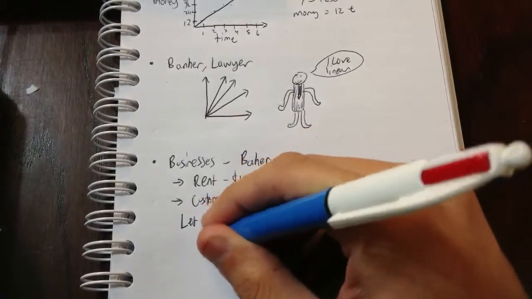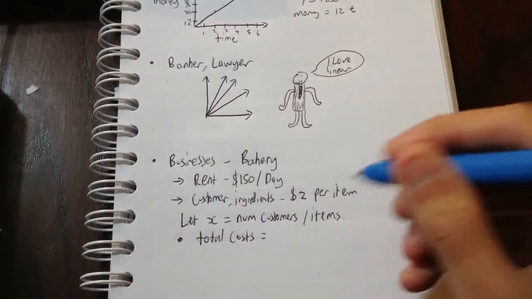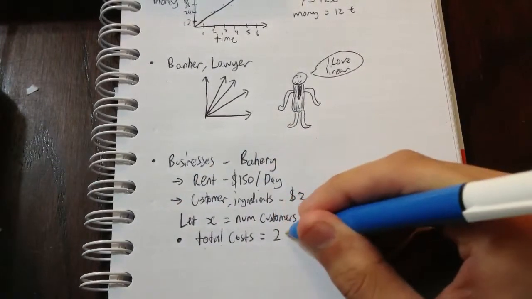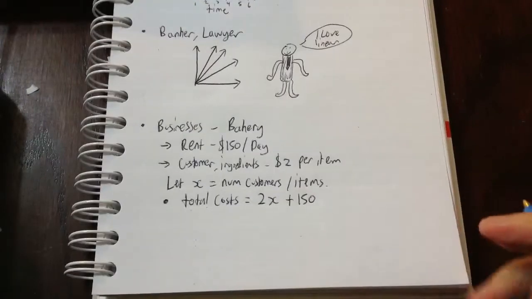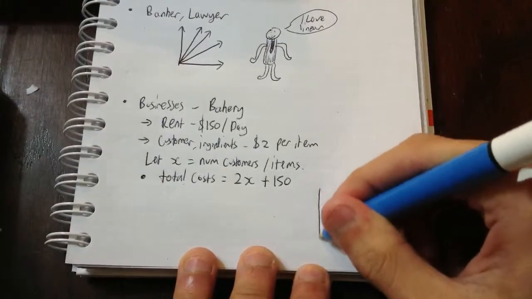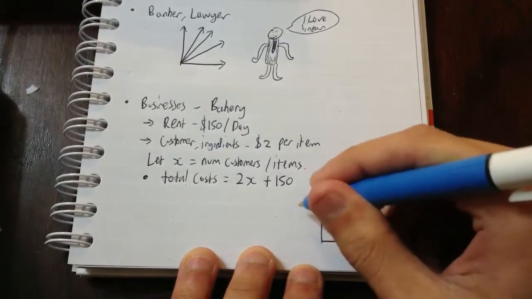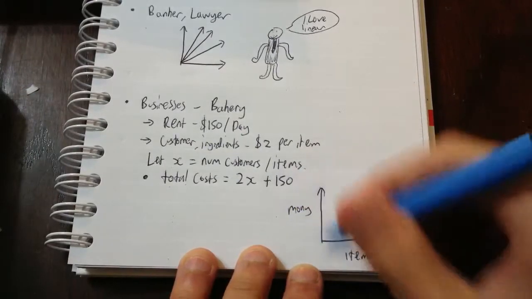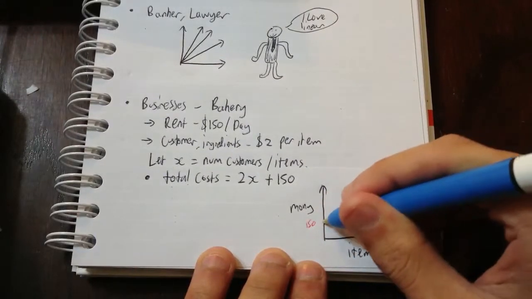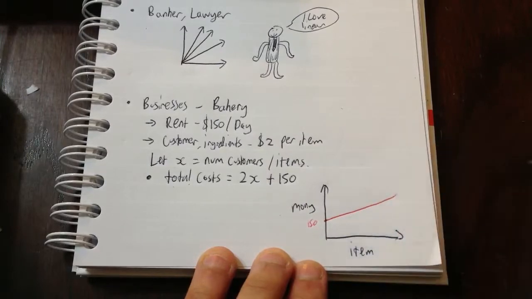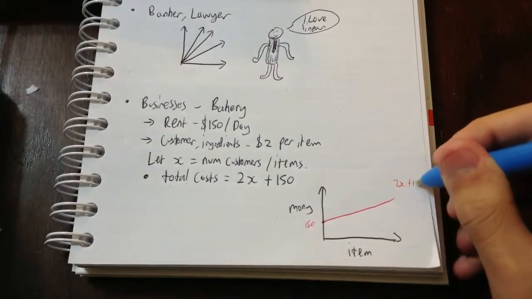Then my total costs, put a big dot here, total cost equals 2 times the number of items I'm selling plus $150 per day. 2x plus 150. Let's make a little graph over here. So this is the number of items I'm selling. This is money. Okay? So we start off at 150, this is 150. And then our graph's going to look like this. Okay? And that's our costs. And it's going to be 2x plus 150.